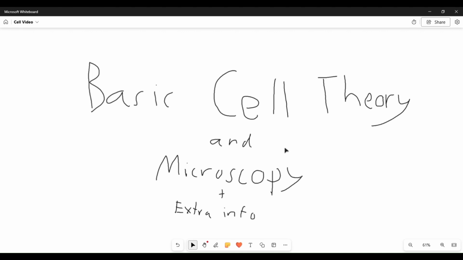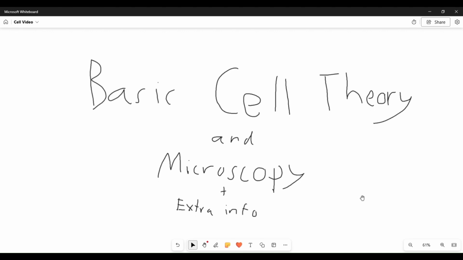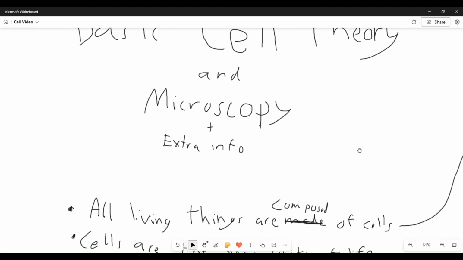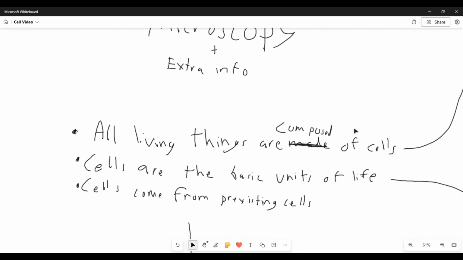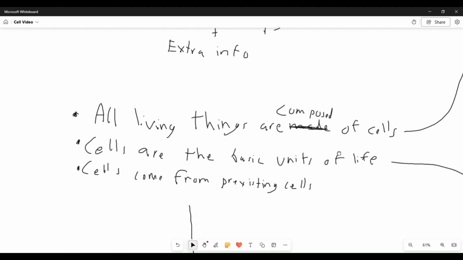Starting with cell theory, it is a group of statements that together serve as a general tenet for life on Earth, or a foundational understanding. The three main components of cell theory are that all living things are composed of cells, cells are the basic units of life, and all cells come from pre-existing cells.